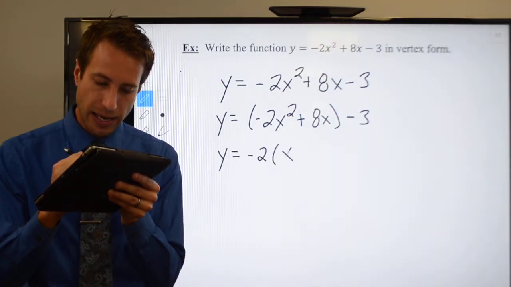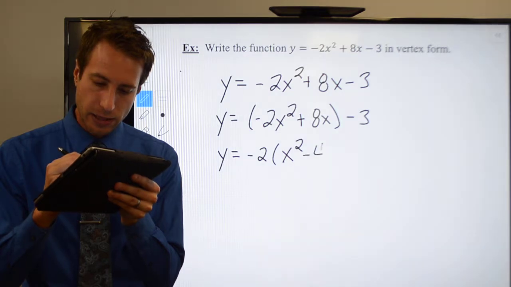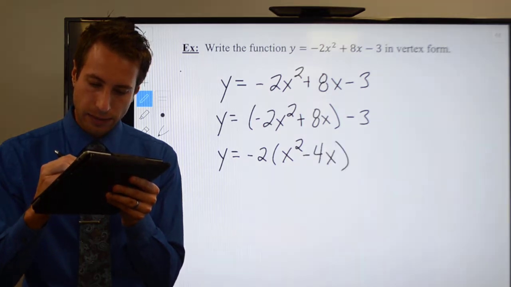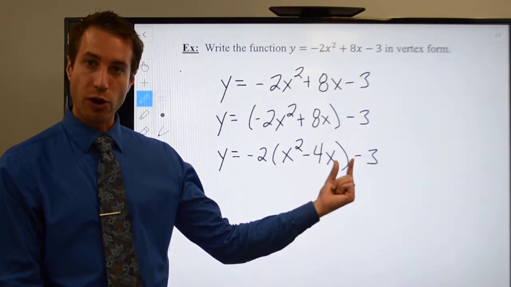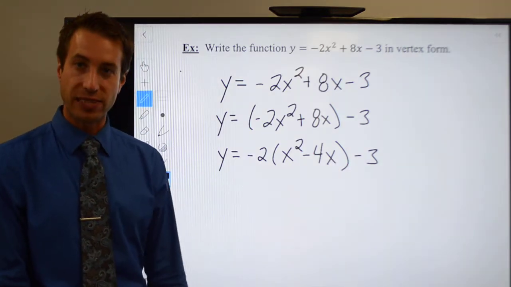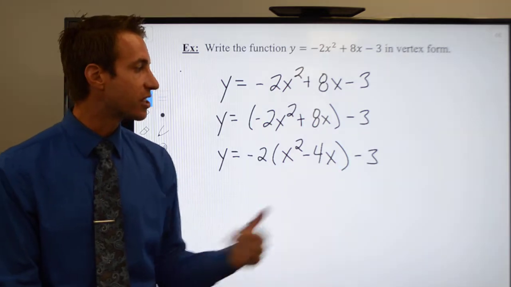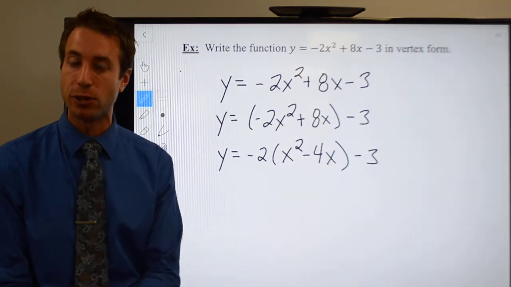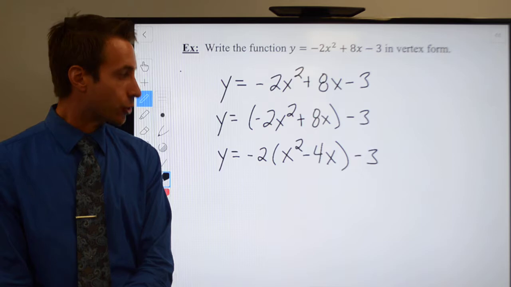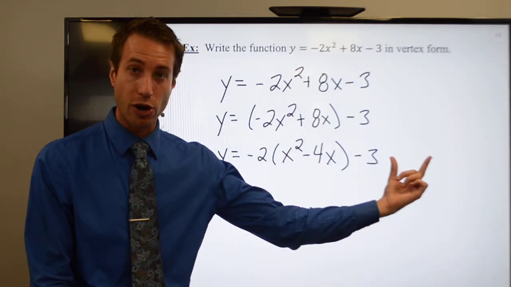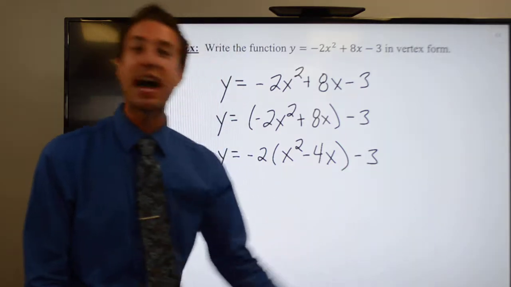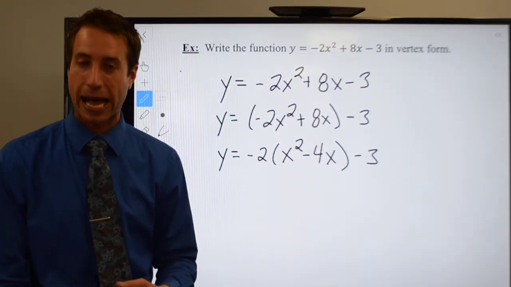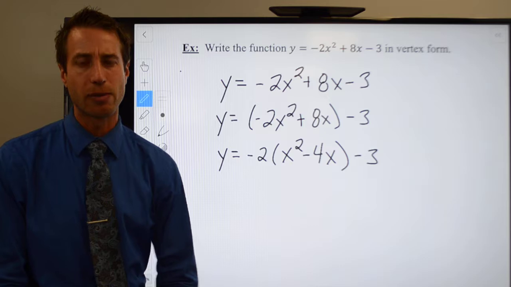That's going to leave me with an x squared and a minus 4x. Now, I am going to add b squared over 4 inside the parentheses, but that b squared over 4 is going to be missing the negative 2 that I had pulled out. So when I subtract b squared over 4 outside the parentheses, you got to remember to put that negative 2 back. The negative 2 you pulled out, you got to remember to put it back.